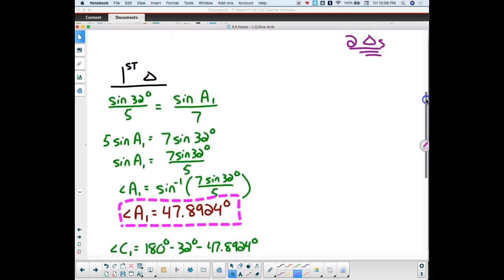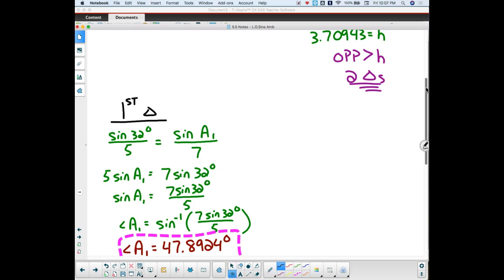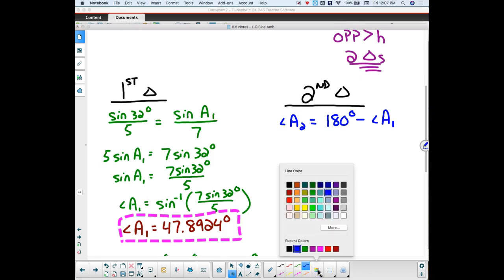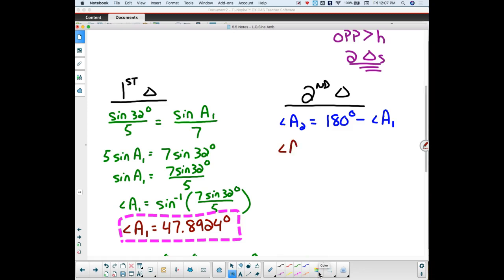So now we got to go way back up here, and we got to say, all right, now we got triangle number 2. Here's the nice thing. Angle A sub 2 is equal to 180 degrees minus angle A sub 1. So we found angle A sub 1 as 47.8924 degrees, which means that angle A sub 2 is going to equal 132.108 degrees.